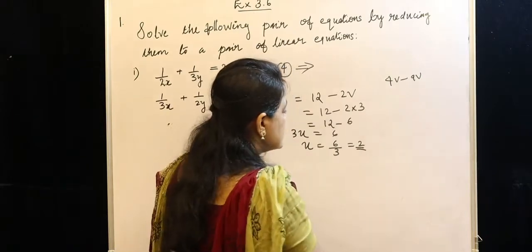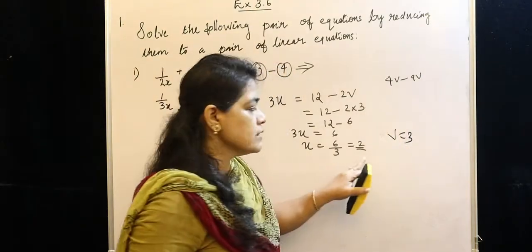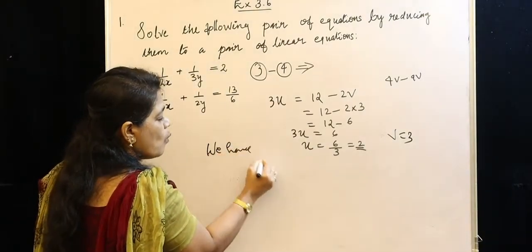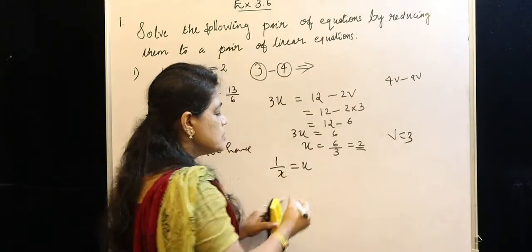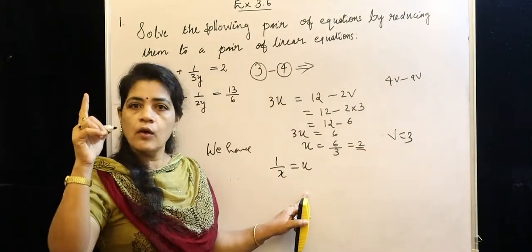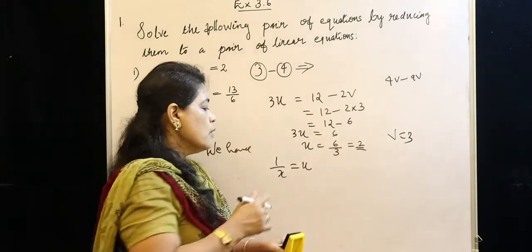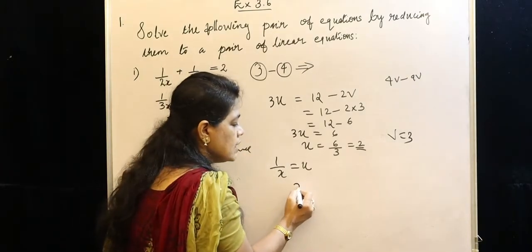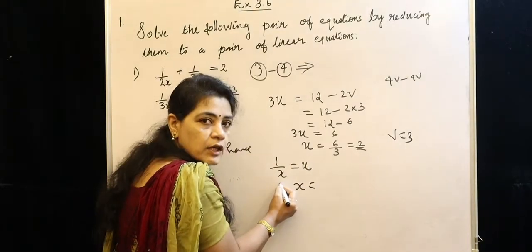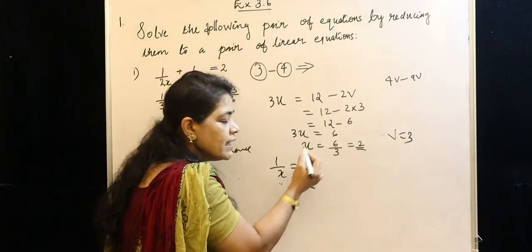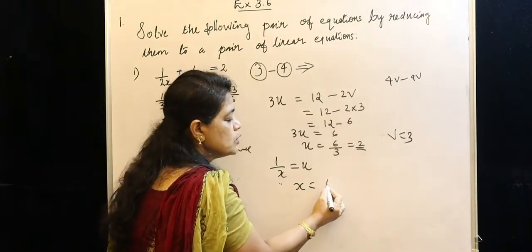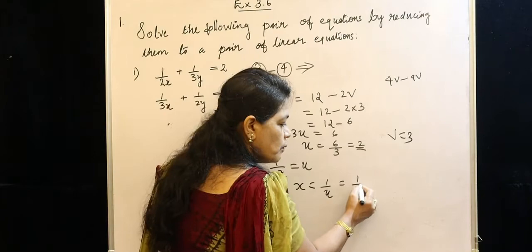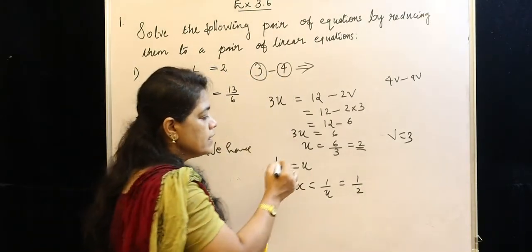We have v as 3 and u as 2. This is the substitution we gave in the first step, before solving. So from 1 by x is equal to u, what we need is x. So x is equal to 1 by u. U will come to the denominator, so x will go to the numerator. So x is equal to 1 by u, and u is 2, so x is 1 by 2.